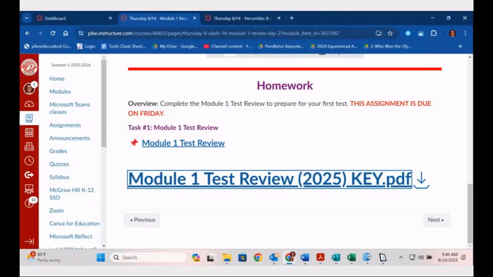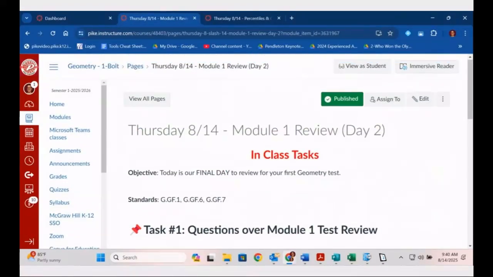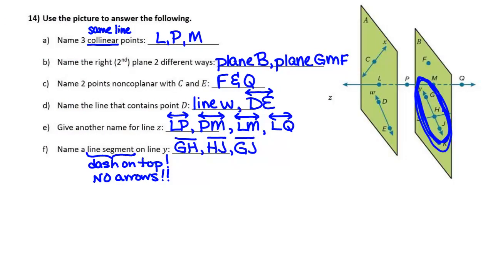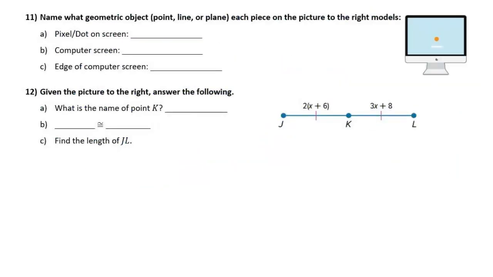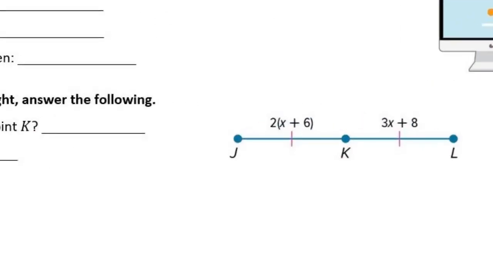All right. That's enough time for one short question. What else would you guys like to see? Number 12? Absolutely. Given the picture to the right, answer the following. What is the name of point K? Oh, this is a great question. Oh, thank you for saying something.